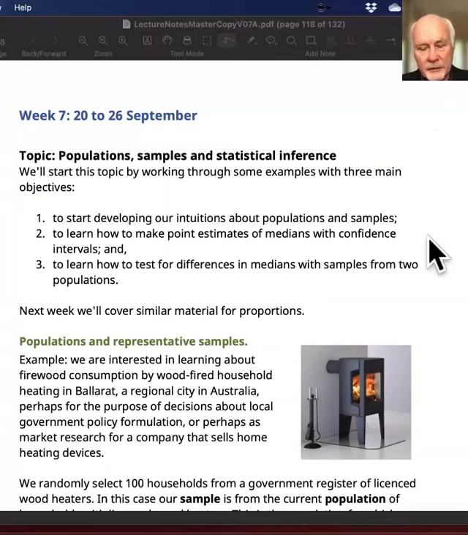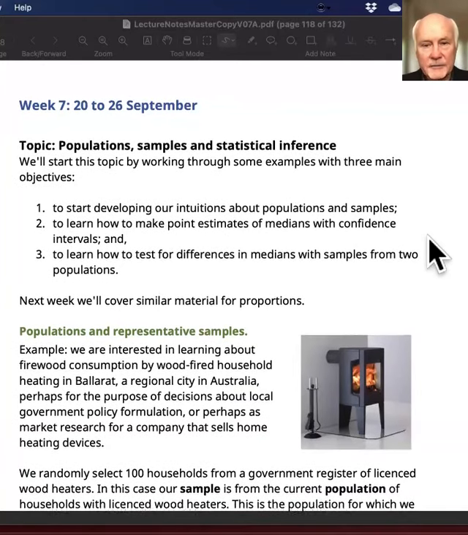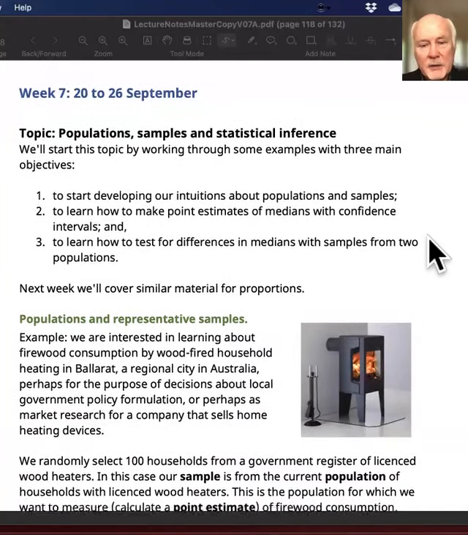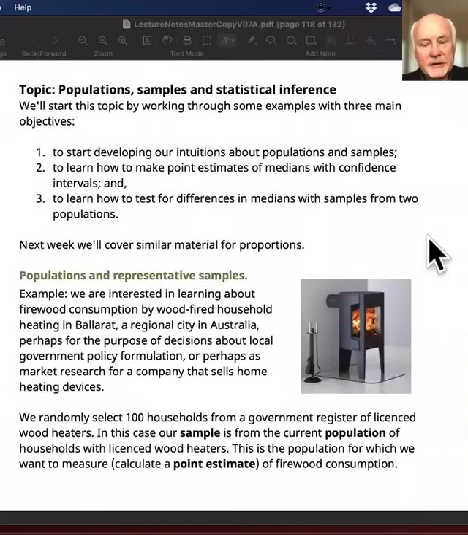So what we're going to do in this topic, and this will really extend over this week and next week, is work through some examples today and introduce a few techniques. What we want to do is develop intuitions about populations and samples. This is actually, in some ways, one of the hardest things about this statistical inference idea, really getting a handle on what populations and samples are. It's not as simple as it might seem at first blush.